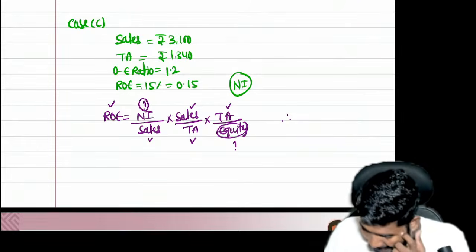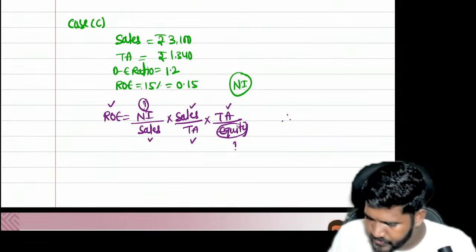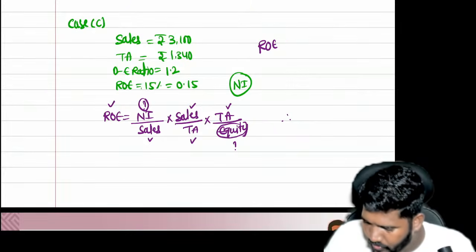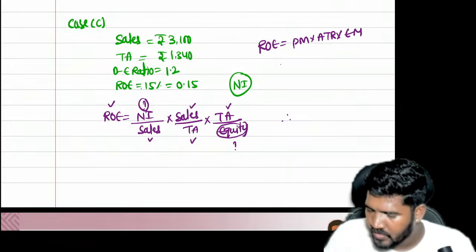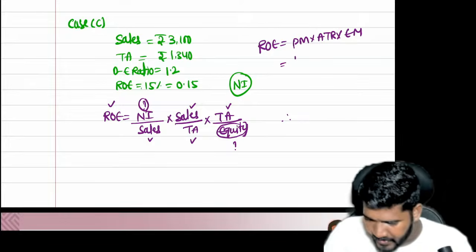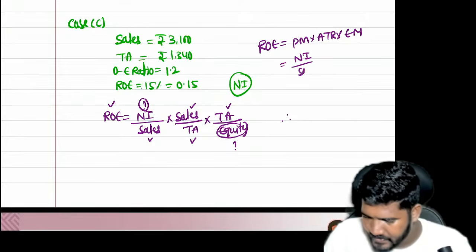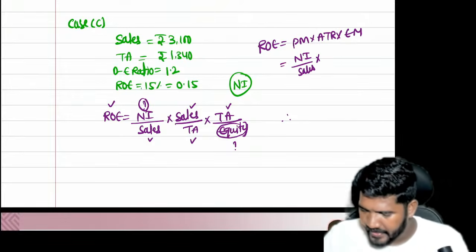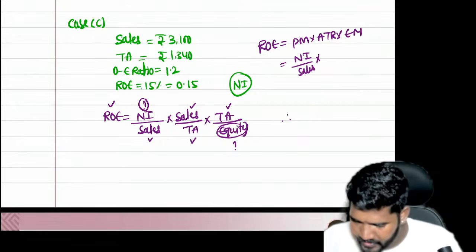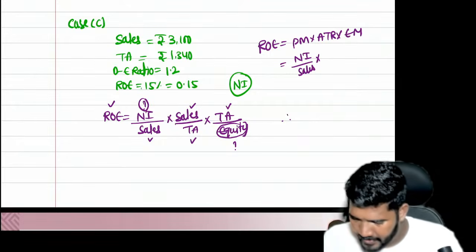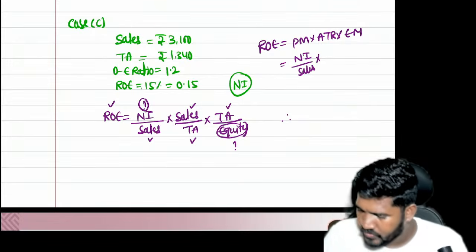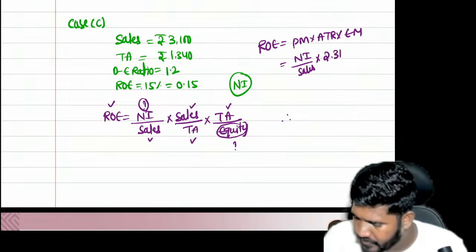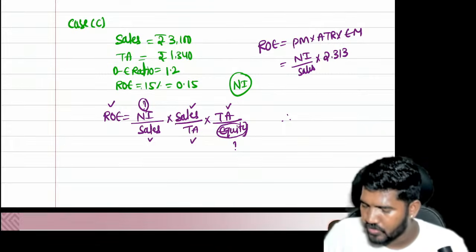Now first write down properly. Return on equity equals profit margin into asset turnover ratio into equity multiplier. Now profit margin is net income divided by sales. Asset turnover ratio, directly write the answer: sales divided by total assets, 3100 divided by 1340. So 2.313 is the asset turnover ratio.